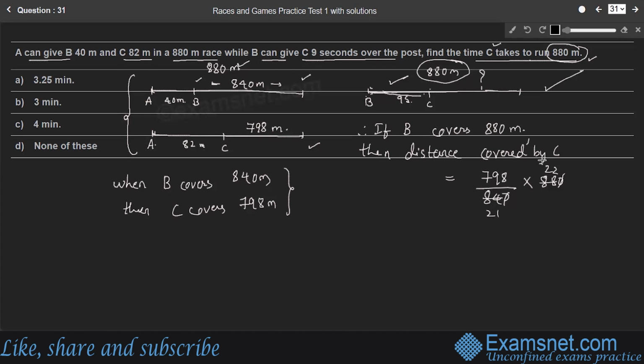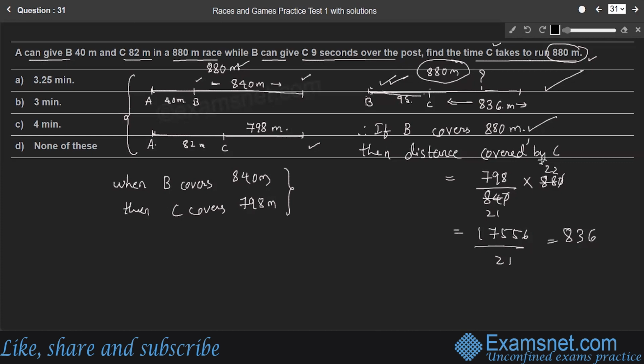798 into 22 is 17,556 divided by 21. So when it is divided by 21, you will get 836, right? So when B covers 880 meters, C covers 836 meters of distance. This much of distance, right?